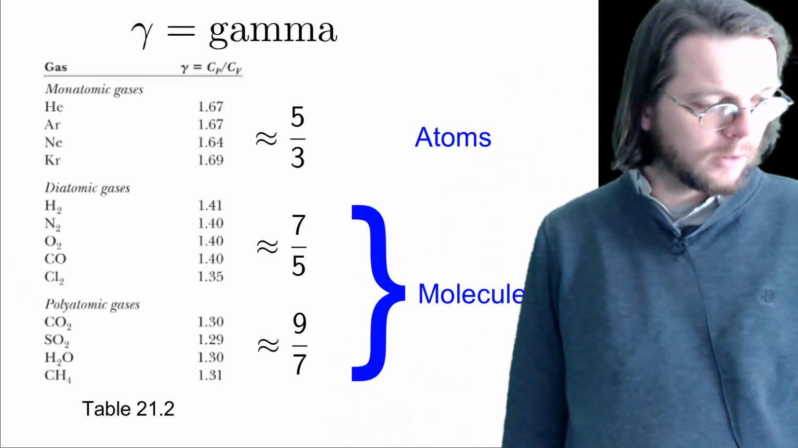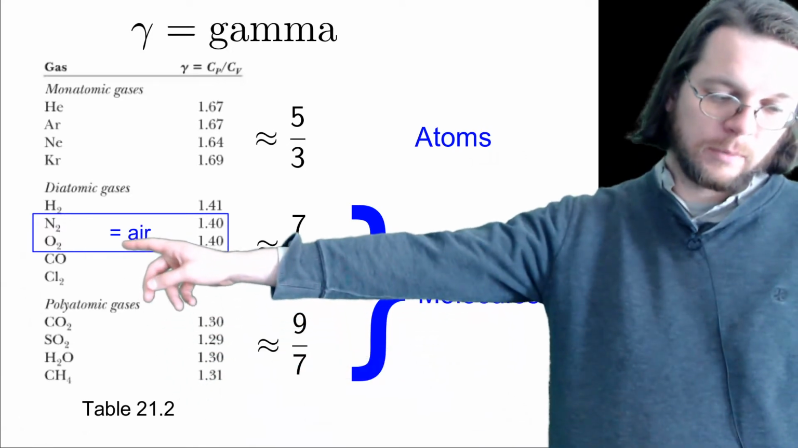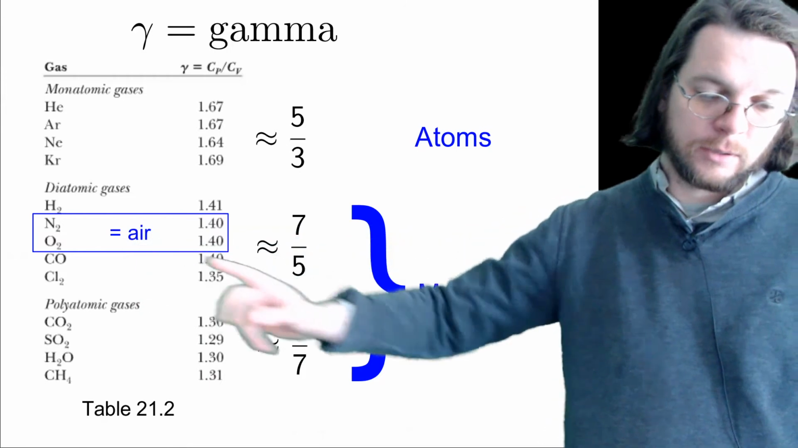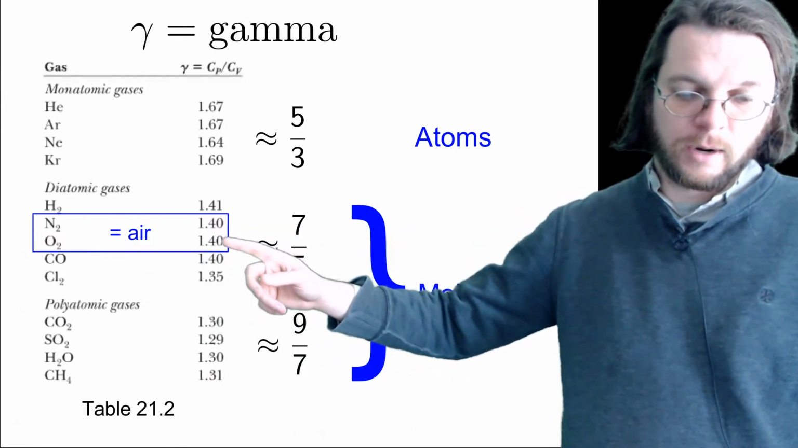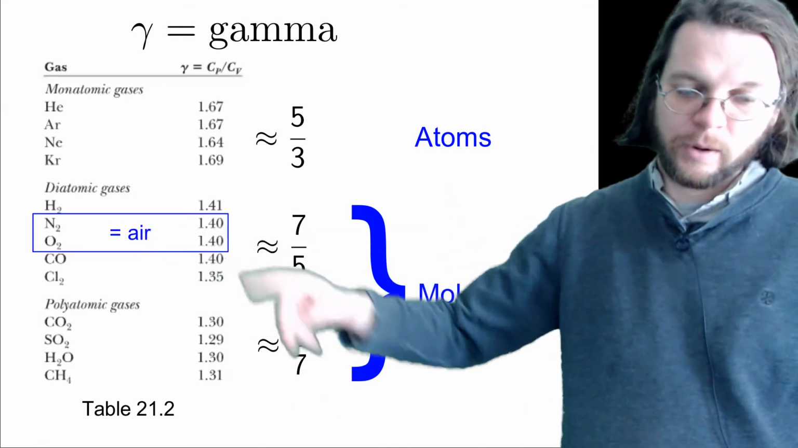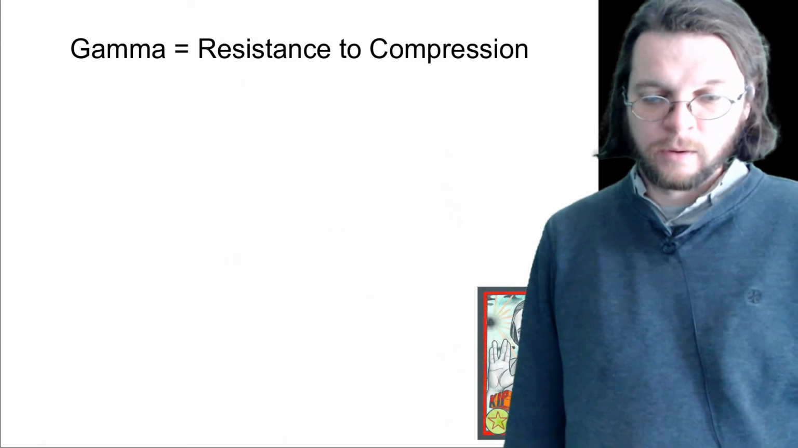By the way, air is made up of diatomic nitrogen and oxygen, and so the reason I said earlier that air has a gamma constant of 1.4 is because all the stuff that makes up air has gamma constant of 1.4. So that's where that comes from.